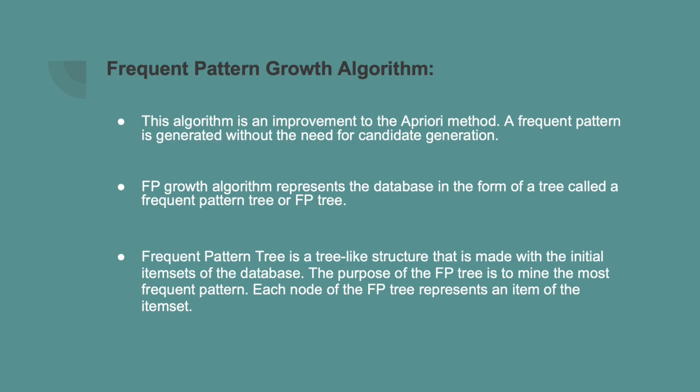The frequent pattern tree is a tree-like structure that is made with the initial item sets of the database. The purpose of the FP tree is to mine the most frequent patterns. Each node of the FP tree represents an item of the item set. The tree structure will maintain the association between the item sets, and the database is fragmented using one frequent item. This fragmented part is called the pattern fragment.